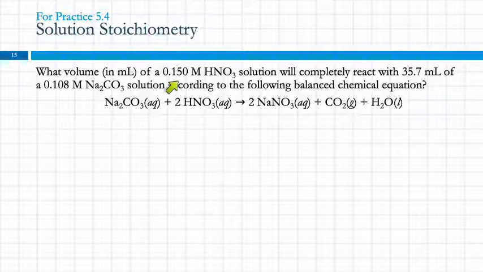So this 0.150 molar nitric acid, I'm going to find that in the equation, 0.150. And I'm not going to write capital M. I'm going to write moles per liter.